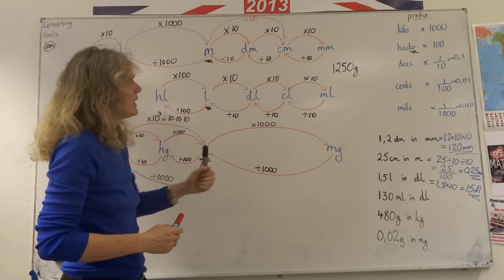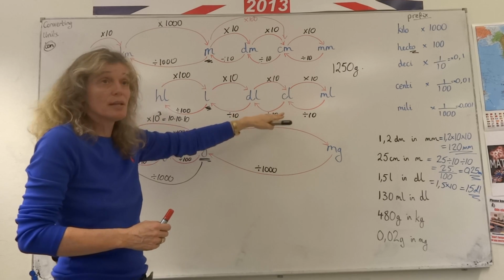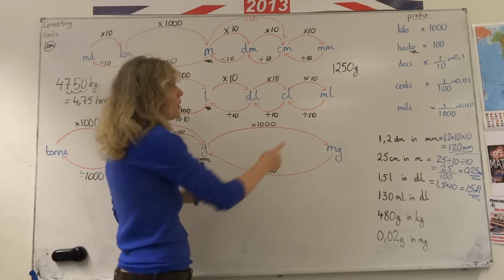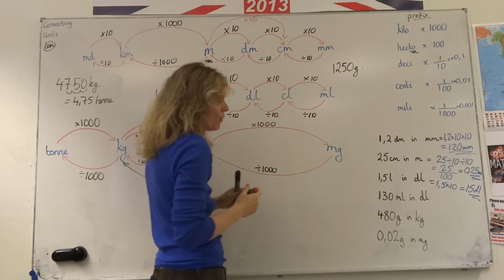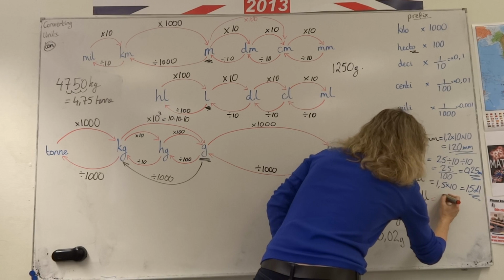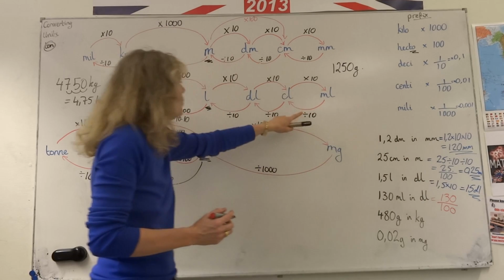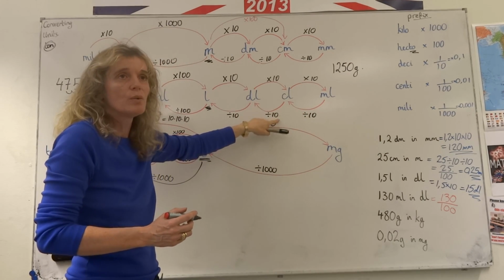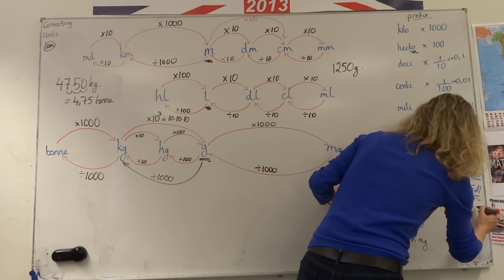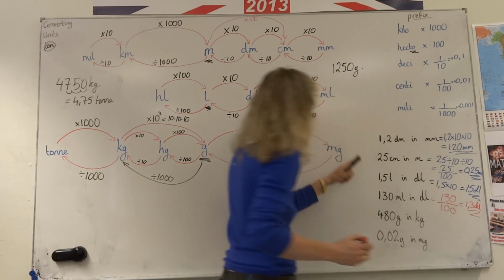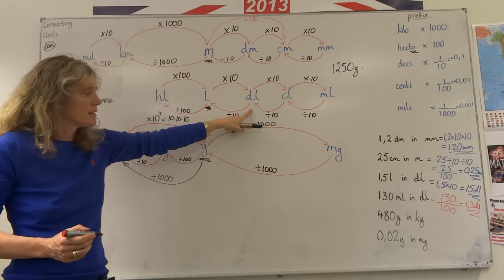What about milliliters to deciliters then? Well, we're going from a small unit to a big unit, so we're going underneath. Milliliters to deciliters, I've got to divide by 2 lots of 0. So this one is going to be 130 divided by 100. 2 lots of zeros, so 10 squared, which is 100. Giving me the answer 1.3 deciliters. So 130 milliliters is the same as 1.3 deciliters.